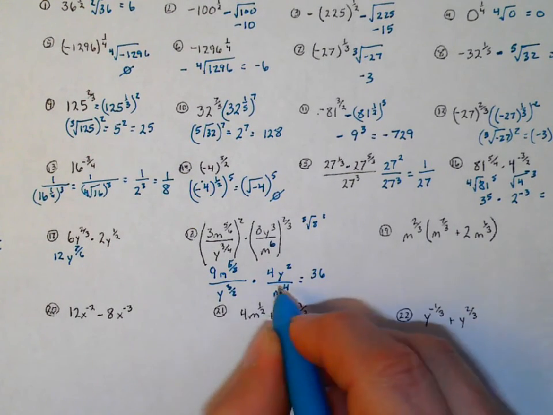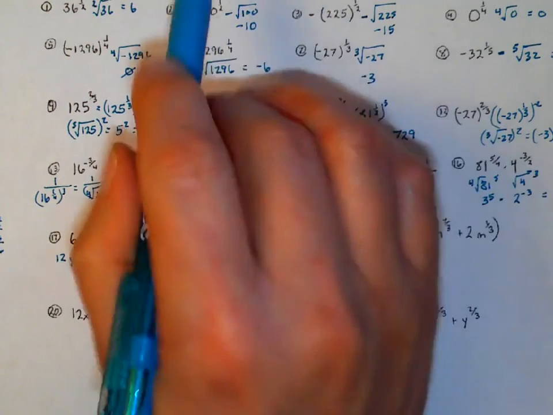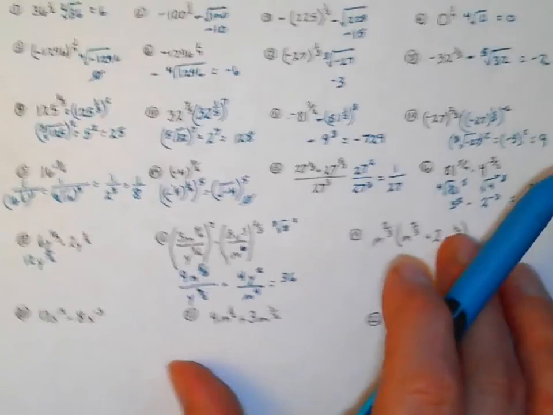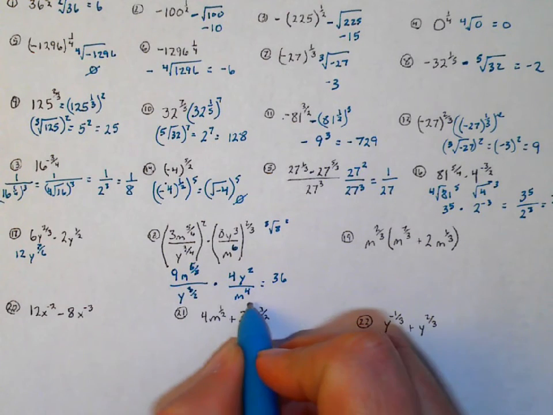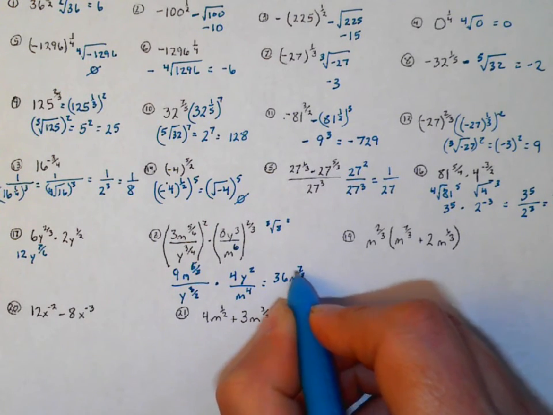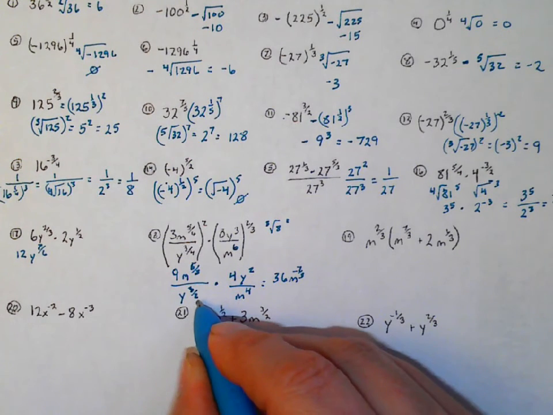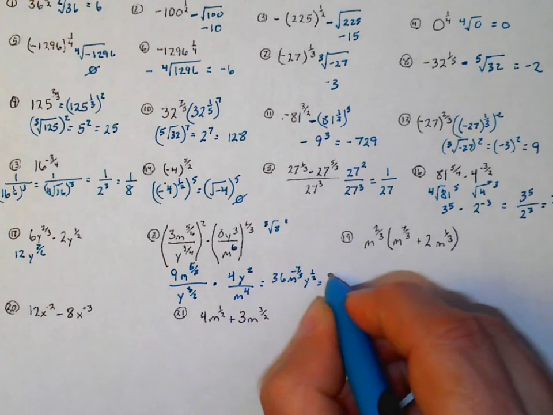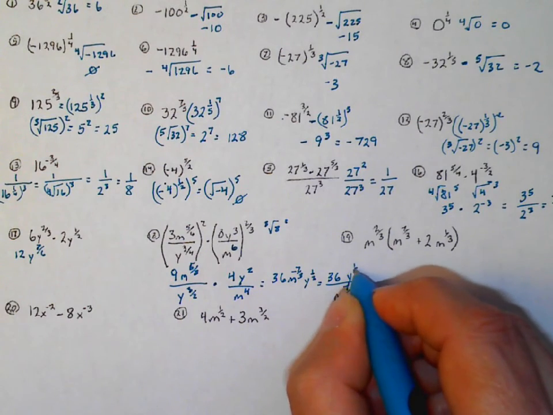Okay, and if I think about the m's, I have 5 thirds, and remember we said at the top there, when we divide, we can subtract our exponents. So let's do the m's first. 5 thirds minus 4 gives you negative 7 thirds. And the y's, y squared divided by y to the 3 halves, is y to the 1/2. Since this one was negative, we'll move it to the bottom. And there's our answer.